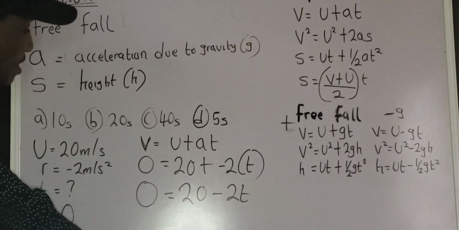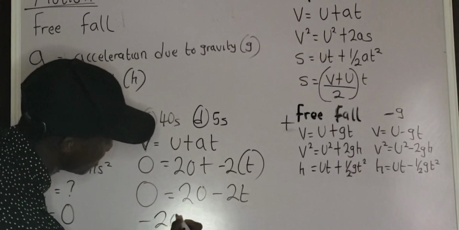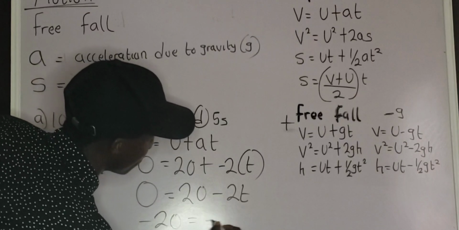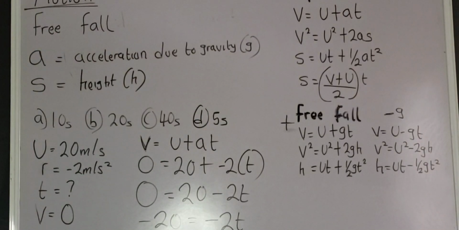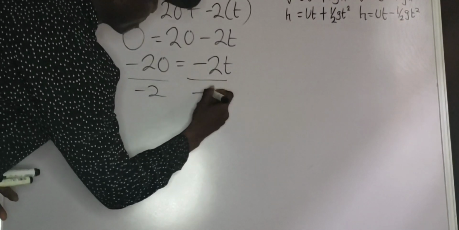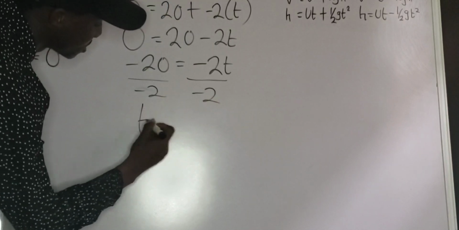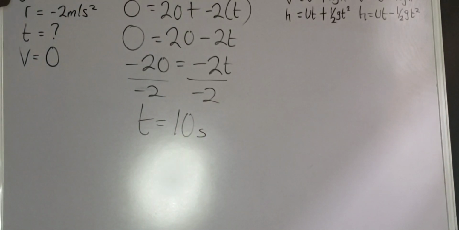Okay, now let's move 20 to the other side of the equation. We're going to have minus 20 is equal to minus 2t. So the next step is that we are going to divide both sides by minus 2. So t will be 10 seconds. So the answer, option A, is correct. You understand? t equals 10 seconds.